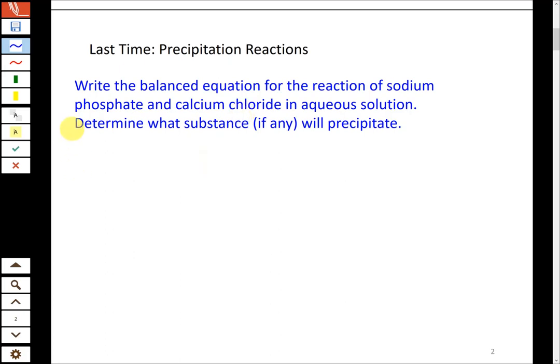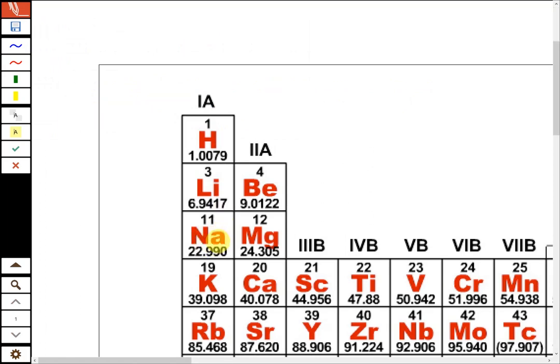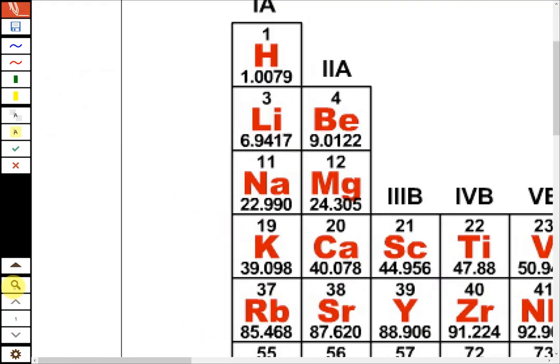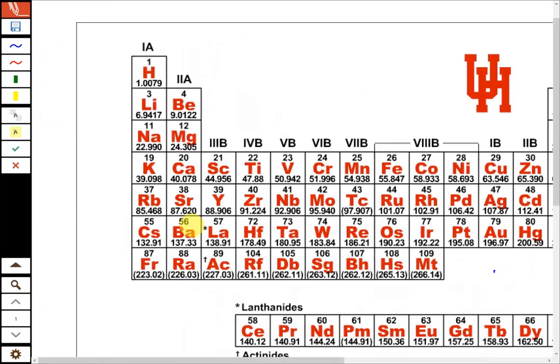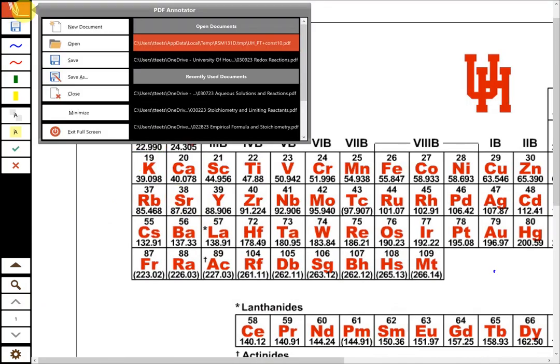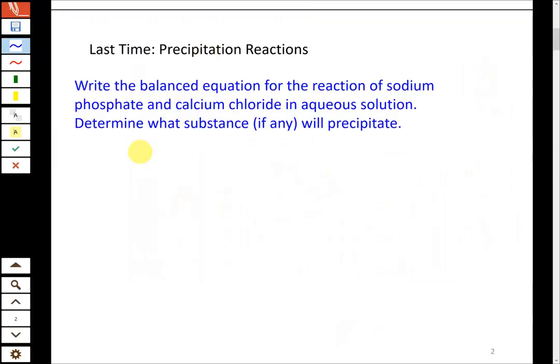So sodium phosphate: sodium is Na+, first column of the periodic table. Sodium is here in the first column, Na+, and it's going to combine with phosphate, which is PO4 3-. So the correct formula for sodium phosphate is Na3PO4. We do have to be good at getting formulas for ionic compounds in this section. So that's going to be our first reactant.